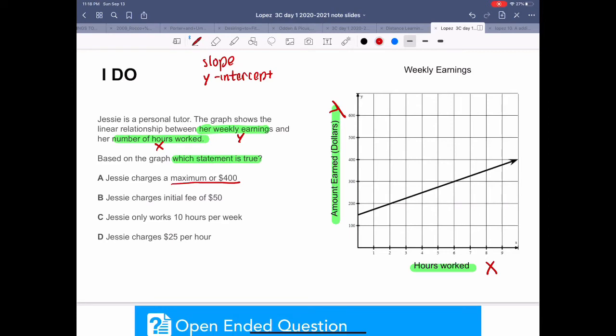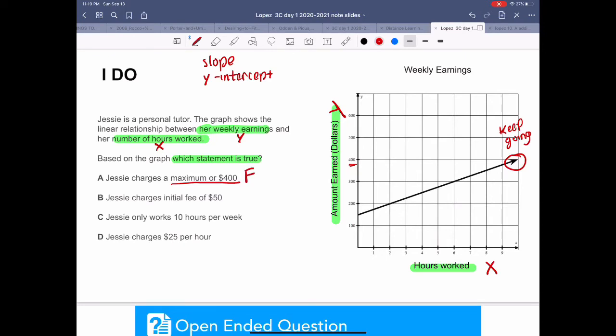And it's talking about weekly earnings. So I'm gonna go weekly earnings 400. That's right here. I'm gonna go to my actual line, and at 400, I see a giant arrow. Now we're gonna learn about domain and range later on. This is 6 weeks, but anytime I see an arrow, that means it's gonna keep going. So that means it does not stop at 400. So that means she could keep on working and earning more money. So she does not earn a maximum of 400. So that is false.